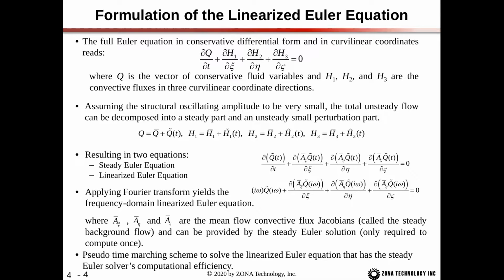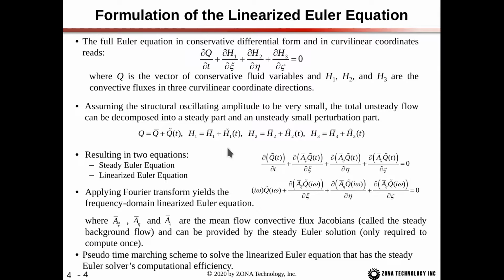Now, the full Euler equation we've seen before is a conservative differential form and in curvilinear coordinates is given by this equation, where Q is the vector of conservative fluid variables, H1, H2, and H3 are the convective fluxes in the three curvilinear coordinate directions. Now, assuming the structural oscillating amplitude to be very small, the total unsteady flow can be decomposed into a steady part and an unsteady small perturbation part. So Q is now Q bar plus Q tilde, and Q bar is the steady part, Q tilde is the unsteady part. And then similarly, we break up H1, H2, and H3 into steady and unsteady parts.